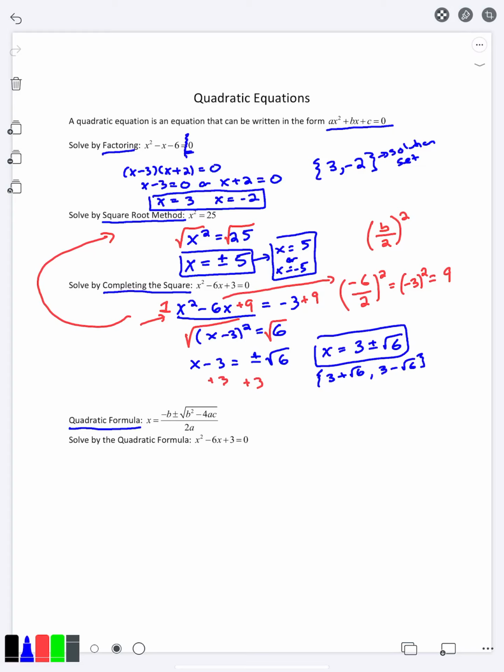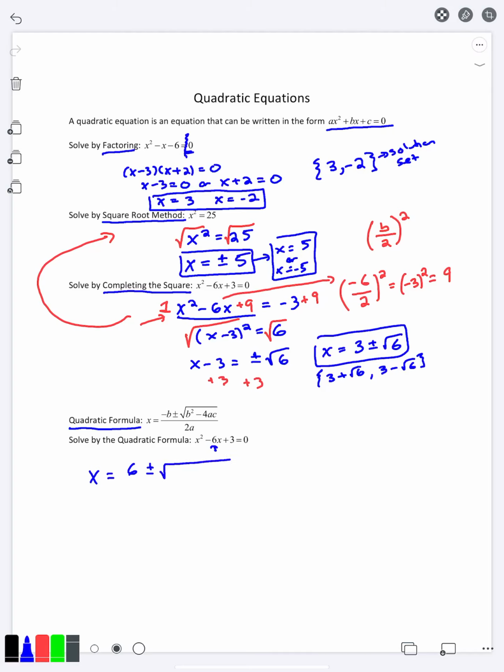Anyways, so you see we have the negative b, we have plus or minus, square root, b squared minus 4ac, all over 2a. So let's see how this is going to work here. You start with the negative b. Well, the b in my problem here is -6. So if I negative that, I would get positive 6.